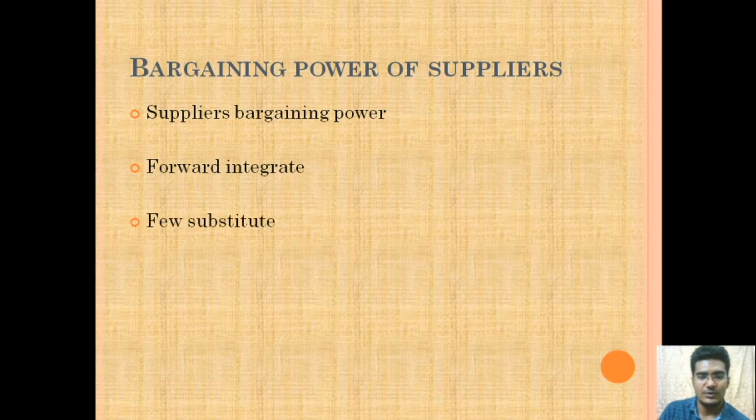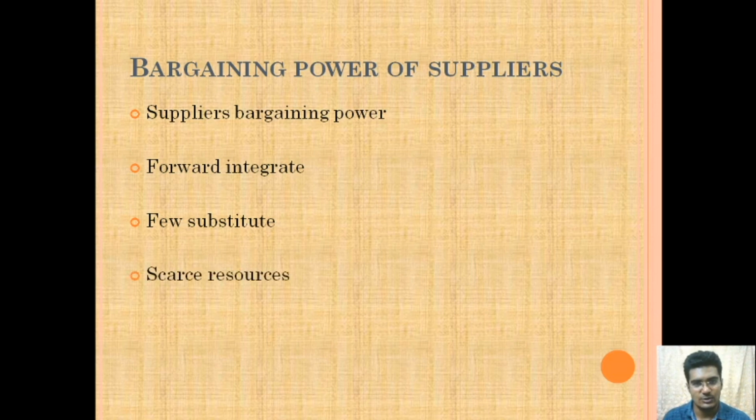And next point is few substitutes. It is like forward integration. For example, if a company manufactures a product and the raw material is supplied by very few suppliers, and the switching cost between suppliers is also high, just because of this, the negotiation power moves to the supplier. What the supplier fixes as the raw material cost directly impacts the selling price.